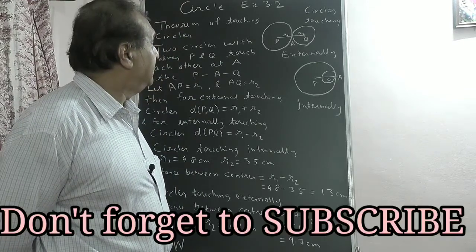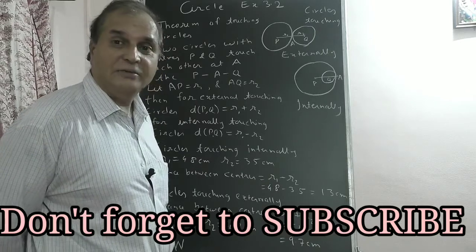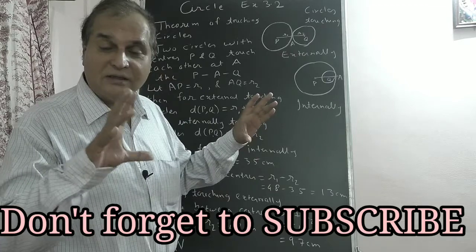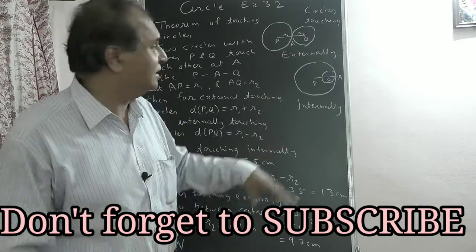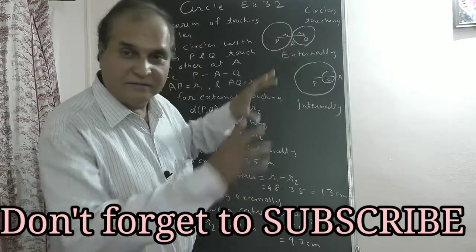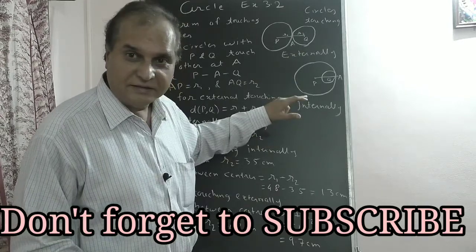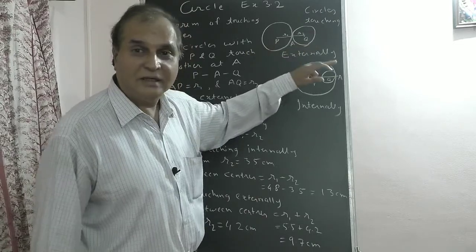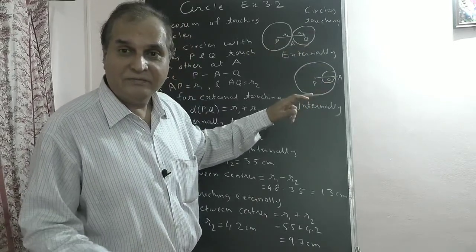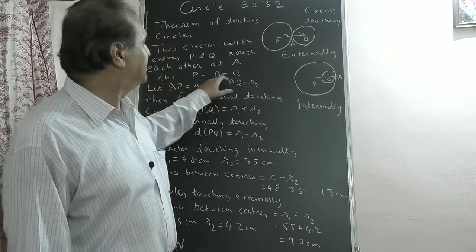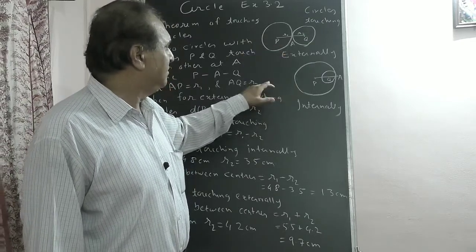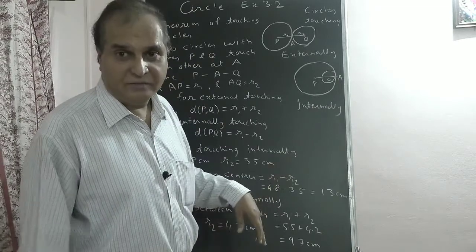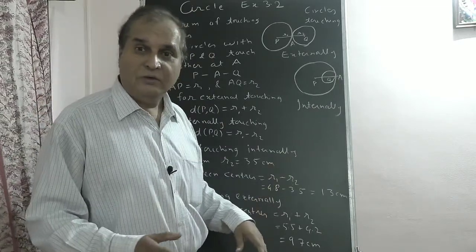In 3.2, first I would like to explain the theorem of touching circles. Two circles touch each other either internally or externally. This is external touching. This is internal touching. The theorem is: the point of contact and the centers of the circles are collinear. Means P-A-Q for external touching, and for internal touching, P-Q-A. They are collinear.